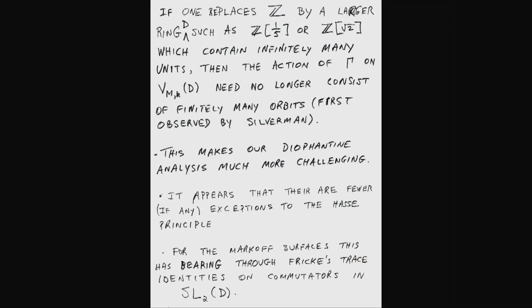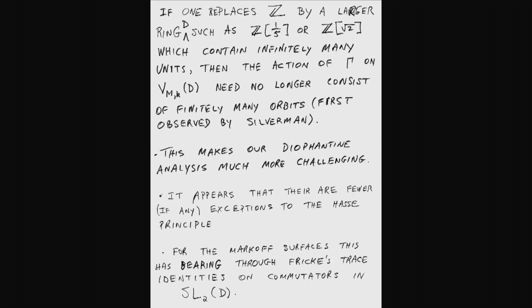Now, if you give me 2 minutes, I must make one very important point here. If you change the numbering from Z to Z adjoin 1/5, so that there are infinitely many units, or you change it to Z root 2, then, sadly, this group is no longer acting with finitely many orbits. This was first observed by Joe Silverman in the case of the Markov equation. And it's a general fact. So all of a sudden, the great mileage you had disappears.